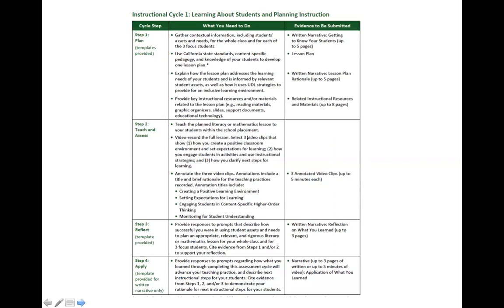So instructional cycle 1, it's all about learning about your students and planning instruction. And a lot of things will be repetitive between cycle 1 and cycle 2 at the start. But the very first section, which we will sort of send you off with homework, is step 1, planning. And we'll look at the templates in a second. But it says what you need to do. You need to gather contextual information, including students' assets and needs, so what their strengths are and what their weaknesses are for the whole class and for each of your 3 focus students.